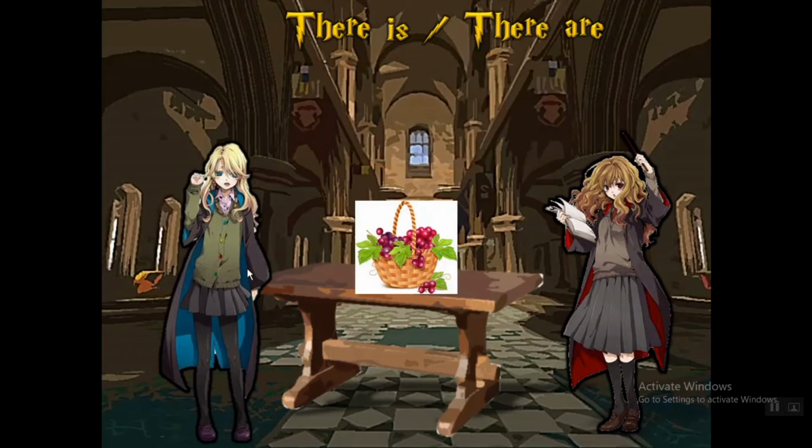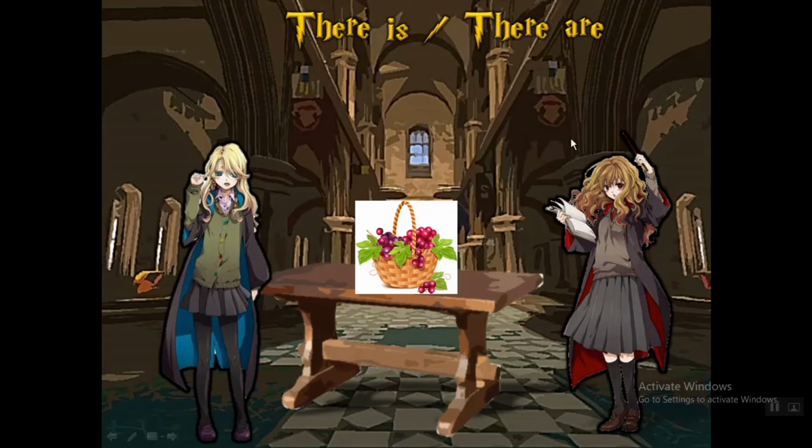Okay, look here in the basket. This is the basket. What can you see in the basket? Excellent. Grapes. Is it singular, one, or plural, many? Great. Many, plural. So, we say there is some or there are some.